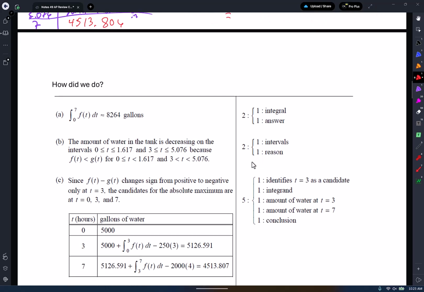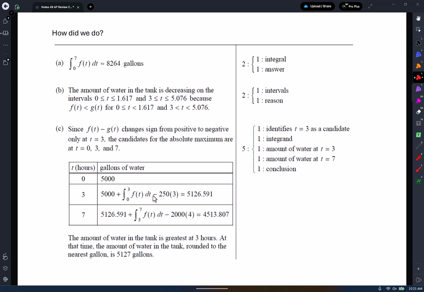Yeah. Letter B. The amount of water in the tank is decreasing on the interval. Okay, look, they put the equal signs. We're fine. We got the points. It doesn't have to look exactly like that. Since f(t) less than g(t), between that and that. Notice they didn't put the equal signs right at 3. But yeah, we got the full points, guys. Interval and reason.